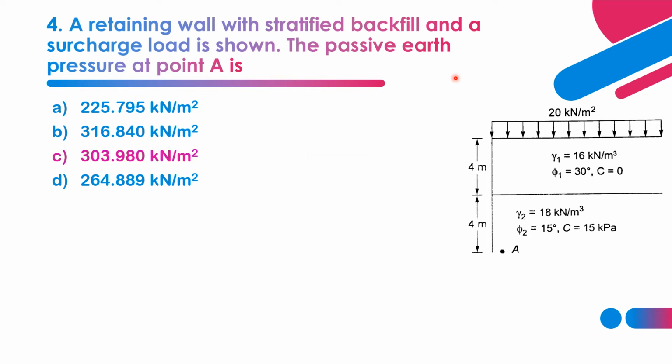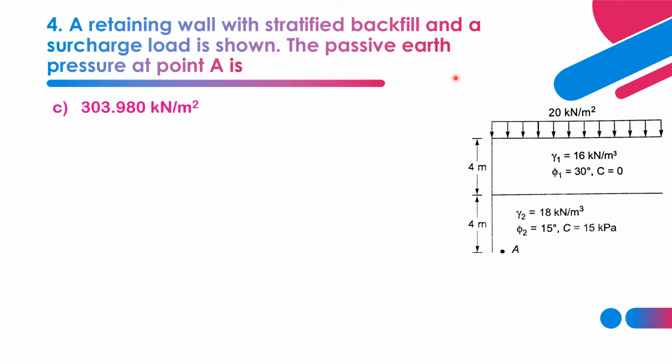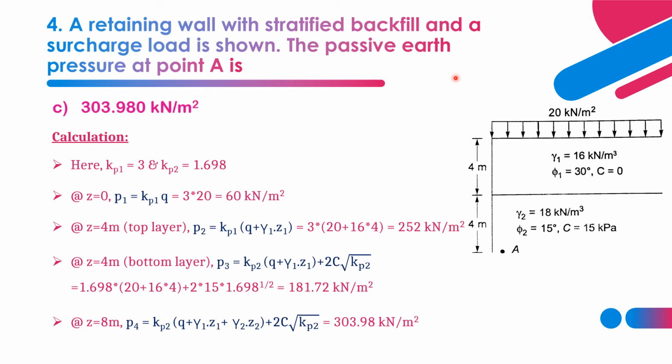So here the option is option C, 303.980 kilonewton per meter square. Let's see the calculation part. So first let's calculate the coefficient value. Here they have mentioned passive earth pressure is occurring. So that's why we are calculating the passive earth pressure coefficient at the first layer and at the second layer according to the angle of internal friction value.